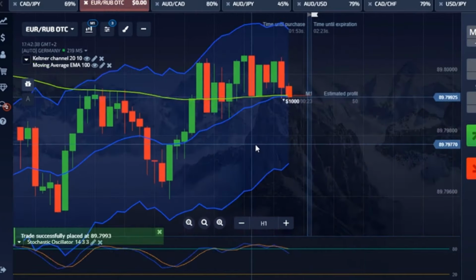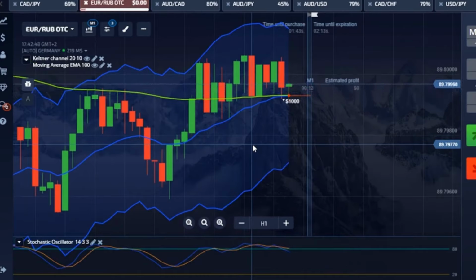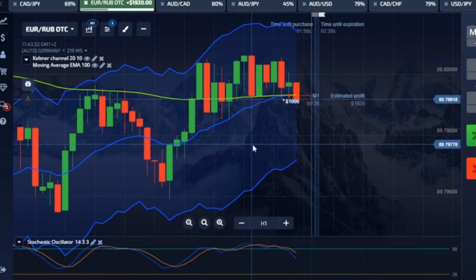This entry point is at the middle of the Keltner channel indicator, but the stochastic oscillator is already in overbought conditions and the blue line has crossed the yellow line moving downward. You need to take note that the exponential moving average at that point is neutral and the Keltner channel lower line is moving upward. At such a point, although the stochastic oscillator is in overbought conditions going downward, it is still hard to determine the right entry point.